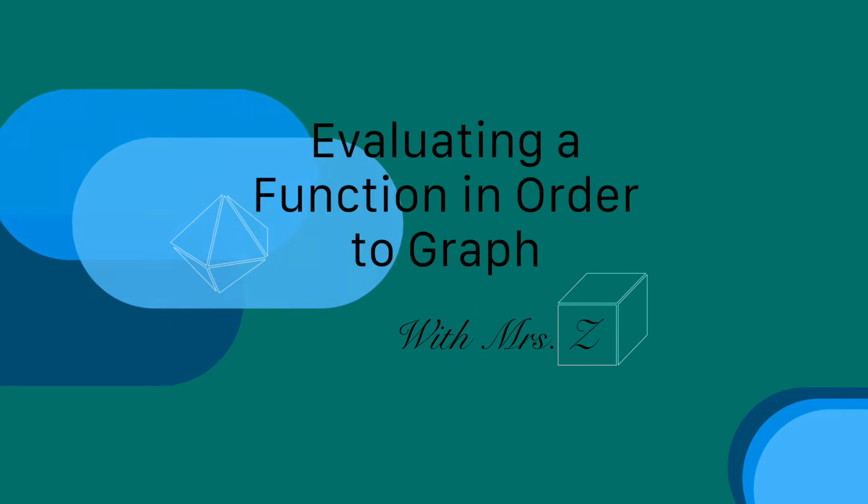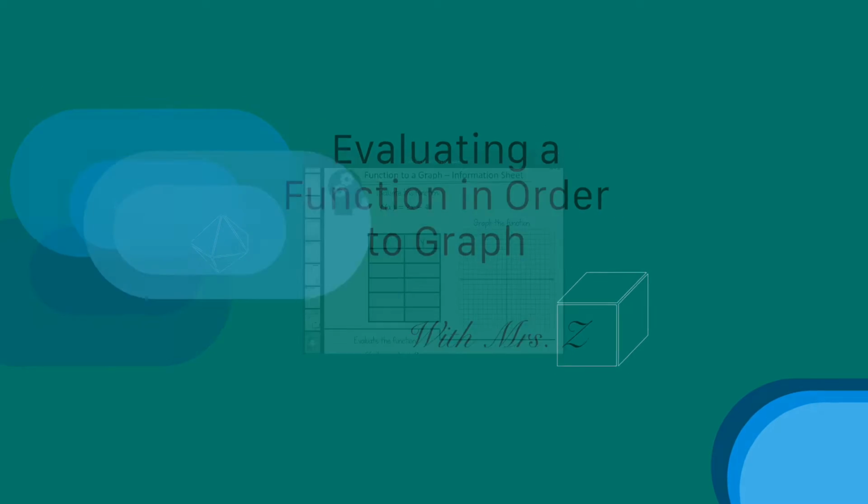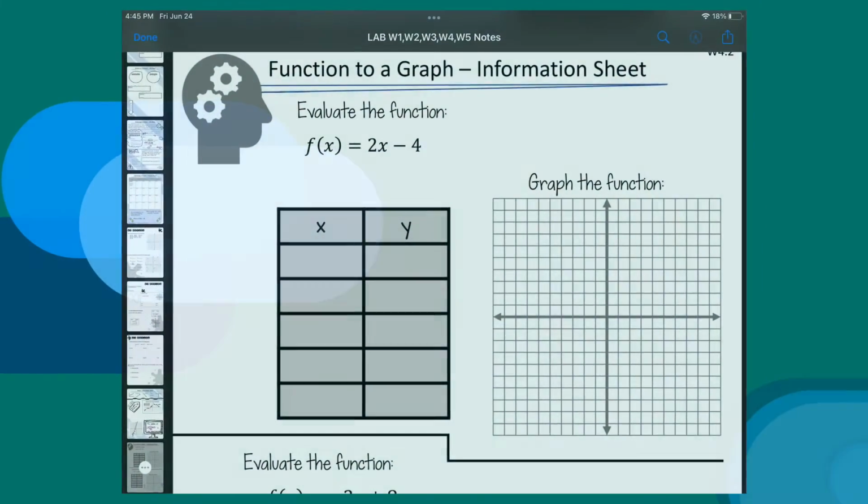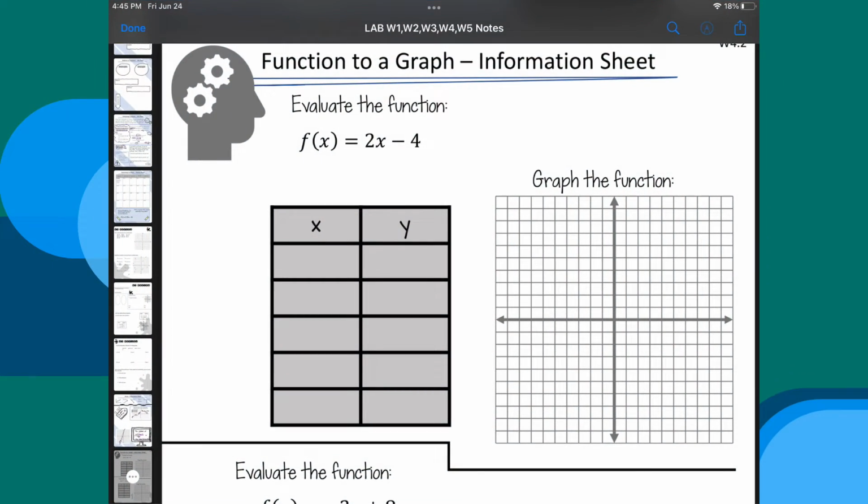This video will show you how to evaluate a function and then use that information to create a graph. In this video, I'm going to show you how to evaluate a function. So this says f of x is equal to 2x minus 4. This is a whole line when we graph.